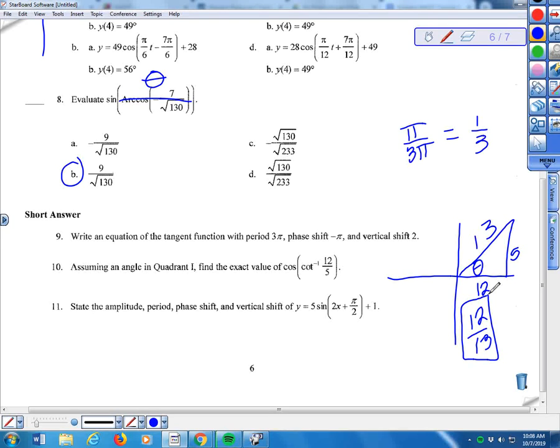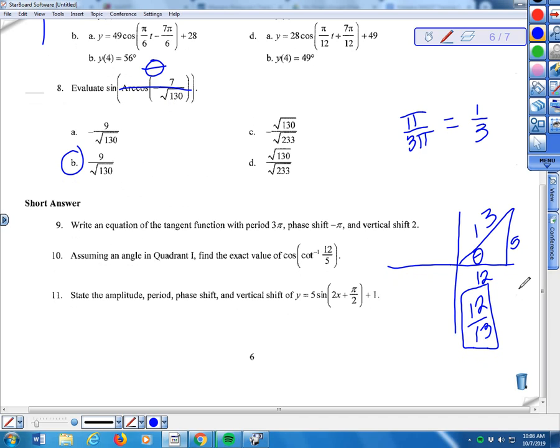Explain out. State the amplitude, period, phase shift, and vertical shift. Amplitude, that's easy. Vertical shift, that's easy. 1, right? So now we need the period. 2 pi over 2 is pi. Okay. And now the phase shift. I need to factor a 2 out, right? So it would be minus pi over 4. You follow that? Yeah, because we take the 2 out.